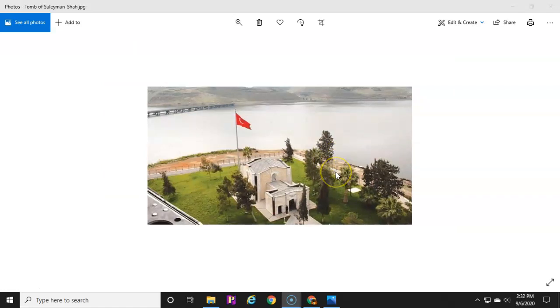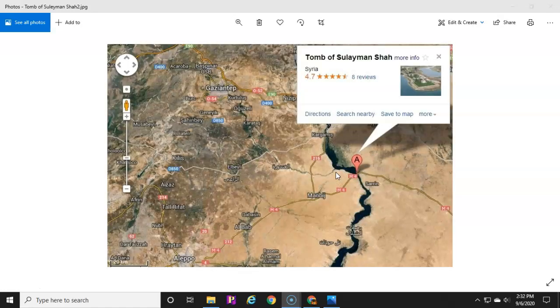This is sort of what it looks like. This is the location on the map of where it's located. It's just northeast of Manbij, which has been a huge central point for the U.S. troops. They've had multiple incursions into this area and different things like that. So realize that I believe that the tomb of Suleiman Shah is where he will gain his crown.